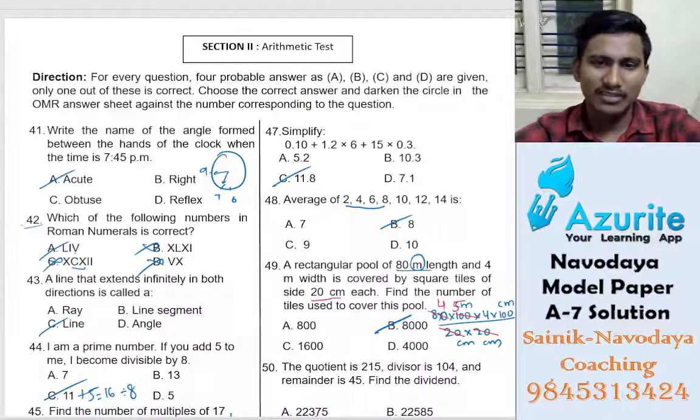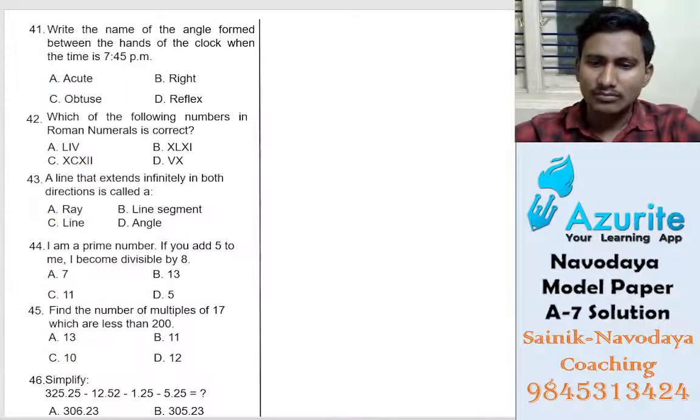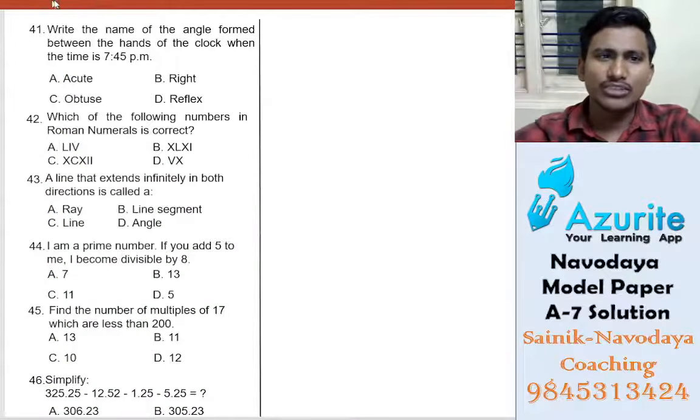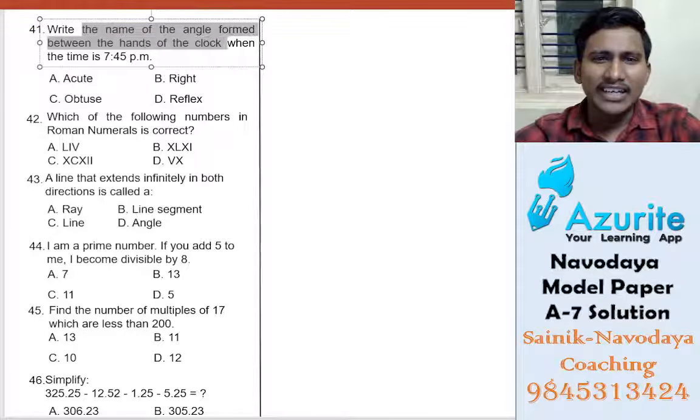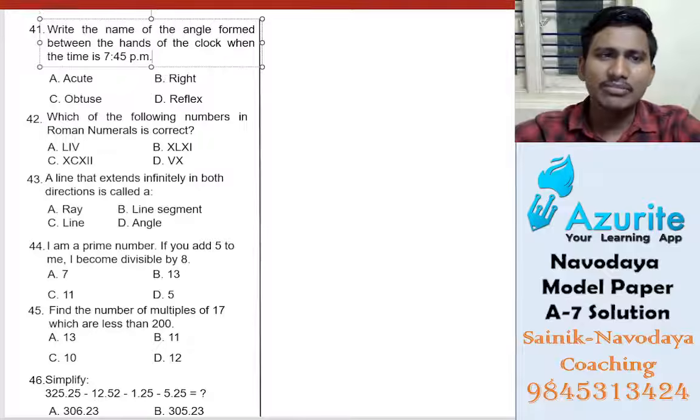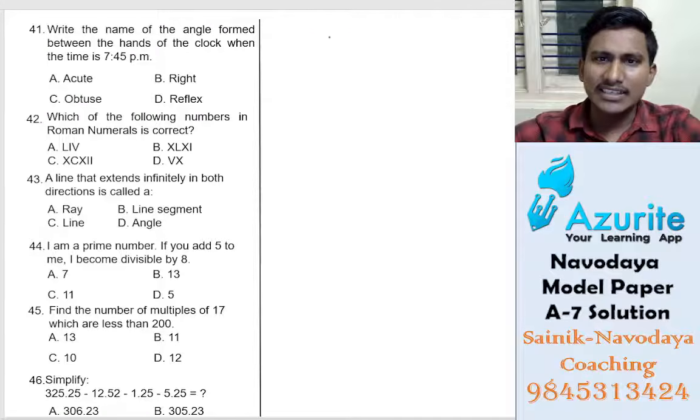Now let us solve the maths. So students, what is the 41 question? Write the name of the angle formed between the hands of the clock when time is 7:45. So time is 7:45 means how it will look like? That is, this is there.